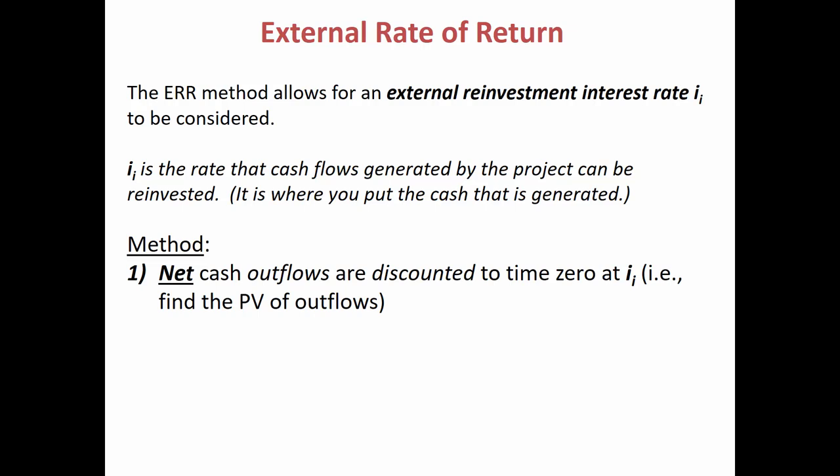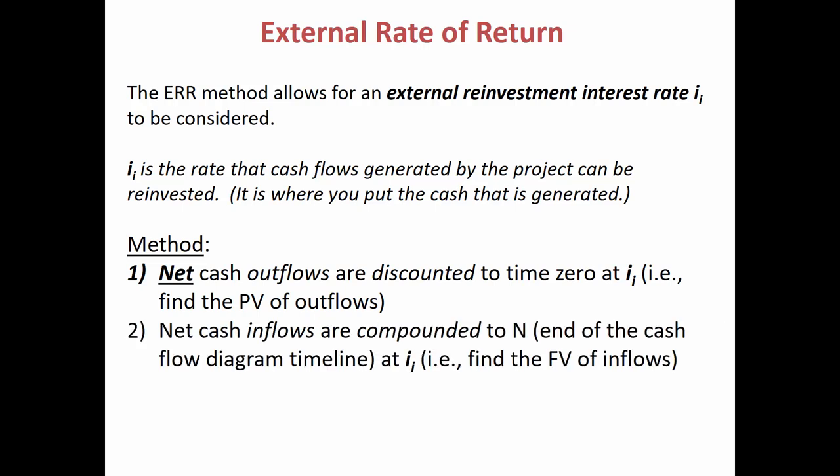But here's the method. What you need to do, first of all, is take all of the outflows, so that means the money that you're spending, you take those to the present, and you're discounting them at i sub i, where i sub i is the interest rate that you're actually putting your profits. i sub i is usually given. It's not the unknown you're solving for. It's told directly. You know, in a problem statement, I'll say you're doing some business and all of your profits go into a savings account that makes 5% or whatever. So you'll usually be given this external reinvestment rate. So you use it to discount the outflows to the present.